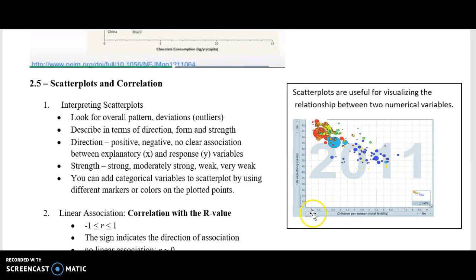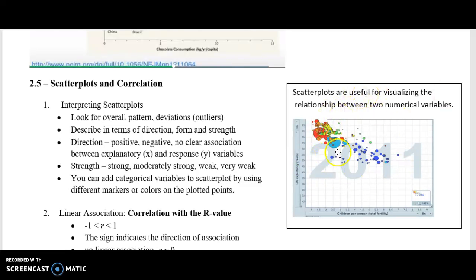So where the countries have an average number of children per woman of 1 or 2, the life expectancy is up here between 70 and 80 years of life. But down here, for the countries where the number of children is 5, 6, 7, the life expectancy is significantly less, around 50 or 55 years old.